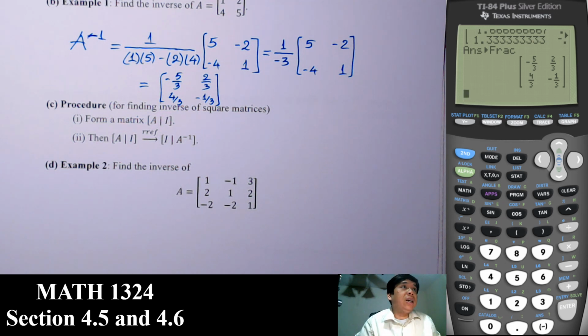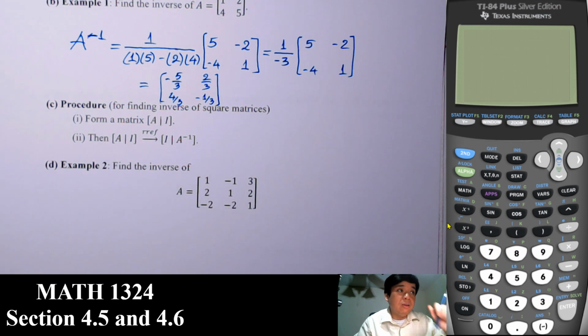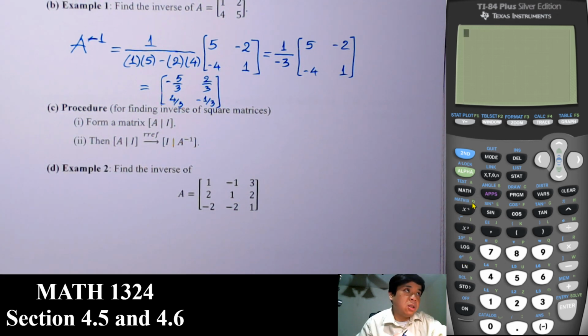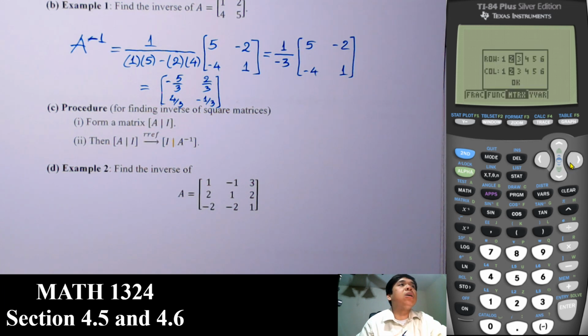Right here. Let's find the inverse of this. Even though you can use this, I recommend just using the inverse. Alpha zoom, 3 by 3.